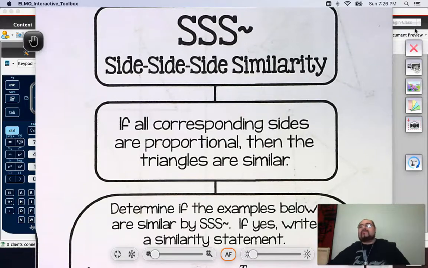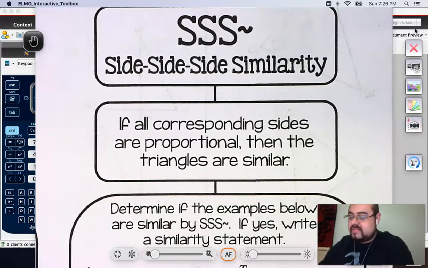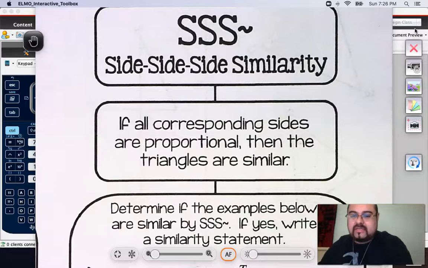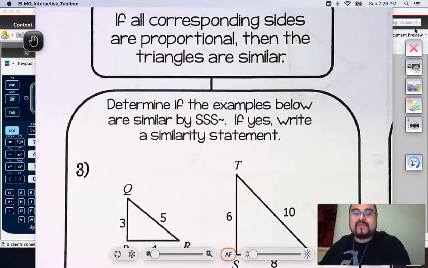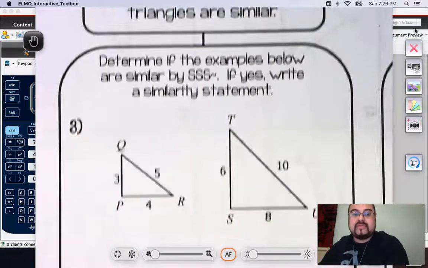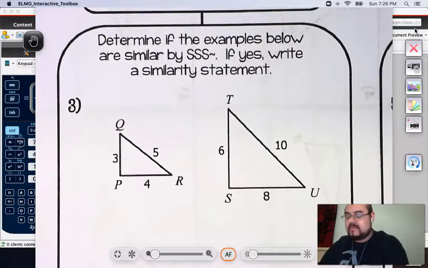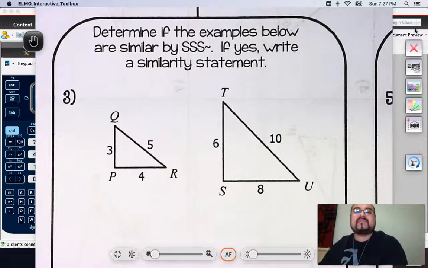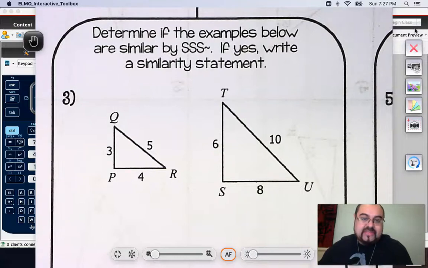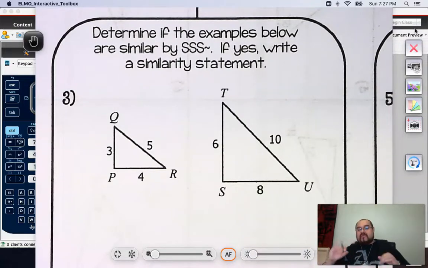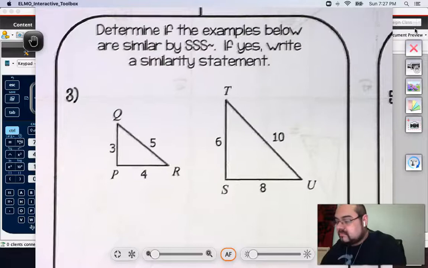You're probably asking yourself, what does that mean? We've talked about this before, but I am going to show you an easier way to test this out in your calculator. All right. So hopefully you wrote that down in your notes. First example says here, determine if the examples below are similar by SSS. If yes, write the similarity statement. This is going to be easy, guys. I promise you. Check this out.